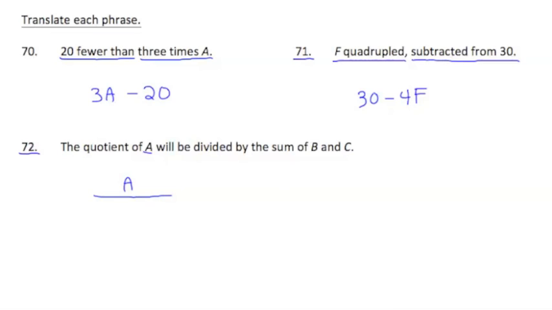Okay? So the quotient of A will be divided by, well, this fraction bar is taking care of the division, will be divided by the sum of B and C. So this is what we want to be dividing by, is this sum of B and C. So I want to put that sum in the denominator of my fraction, so B plus C. And there I have it. That is the quotient of A will be divided by the sum of B plus C.